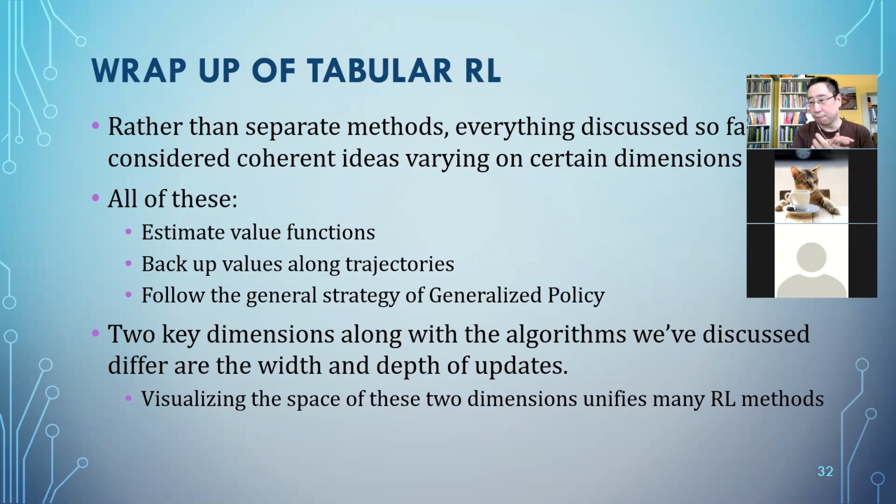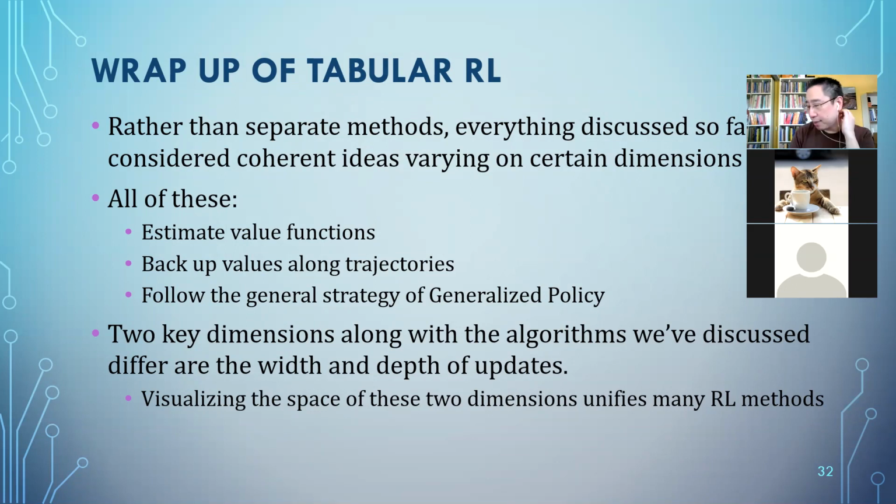In the case of planning, it's simulated trajectories instead of real interaction with the environment, but in both cases, it's trajectories. And they all follow the general strategy of generalized policy improvement. So GPI, this thing we've talked about, where if you have better value functions, then you can figure out greedily what's a better policy. If you have a better policy, if you change your policy, then you can refresh what is your value function for the new updated policy.